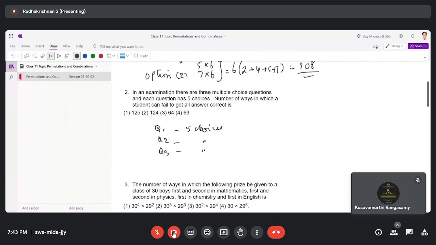Since there are 5 choices, you can choose any of the 5 choices for Q1. Suppose the options are A, B, C, D, E. We can choose A here, A here and A here. This is one option. Then you can choose A here, B here, A here, and so on up to E. So we can take all kinds of combinations. The question is, how many such combinations are there?